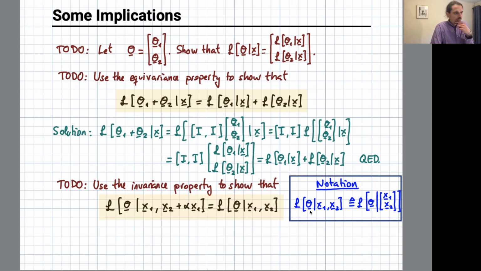Note, be careful with the notation. Whenever we say LMSE estimator of theta given x1 and x2, what we mean is the LMSE estimator of the vector that results from concatenating vertically these two vectors here. This is just a way of writing it in a more compact fashion, but we prefer the notation where we put all our data as a single vector.